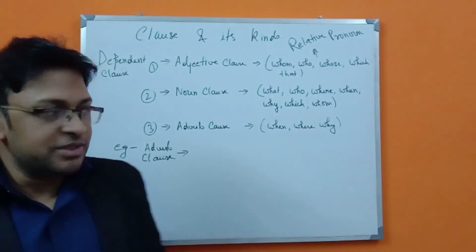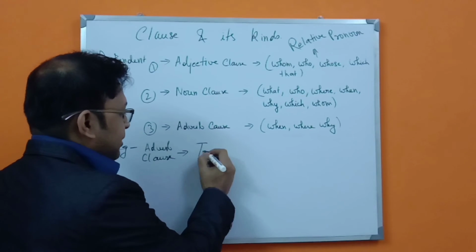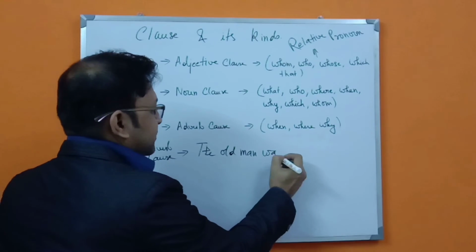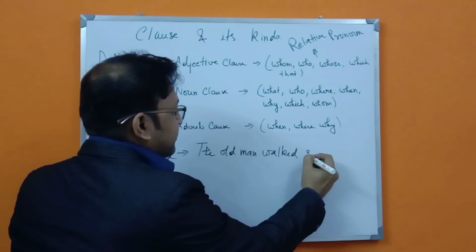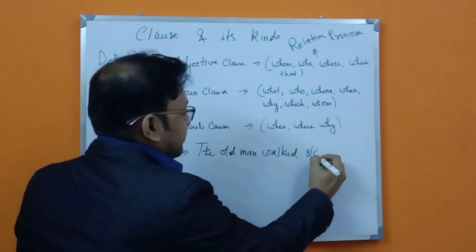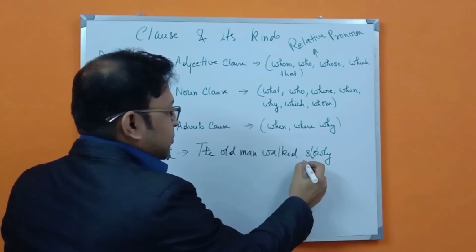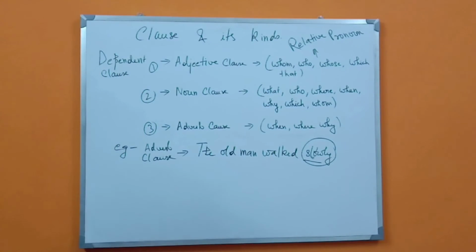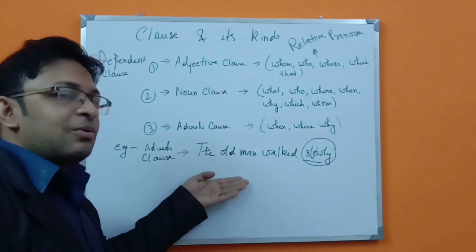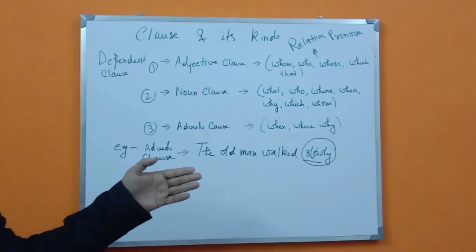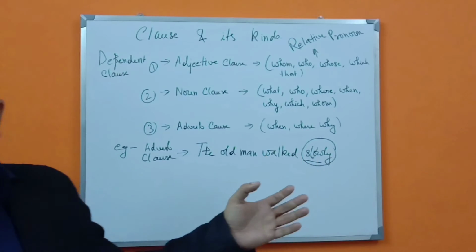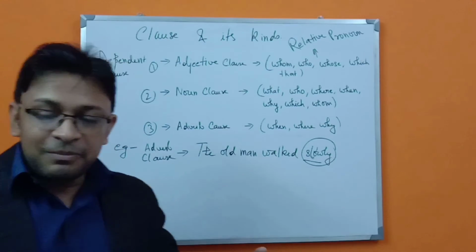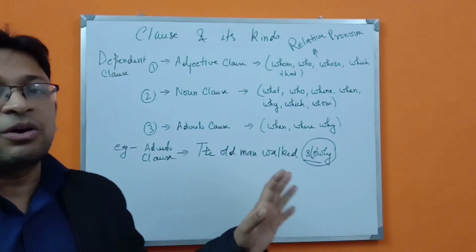Example of an adverb clause: the old man walked slowly. What is this signifying? This signifies the action of the old man. That means the old man is walking very slowly, which gives you a meaning. So you have to remember these things while you are trying to solve them.